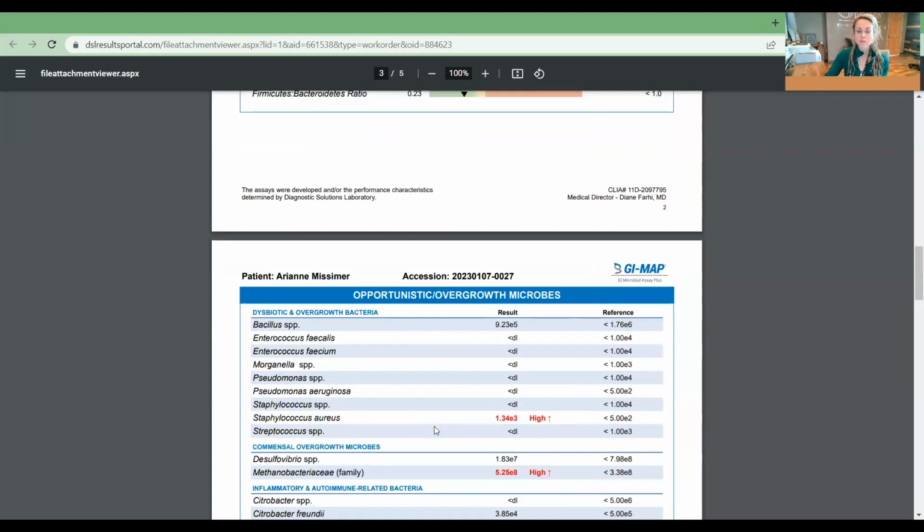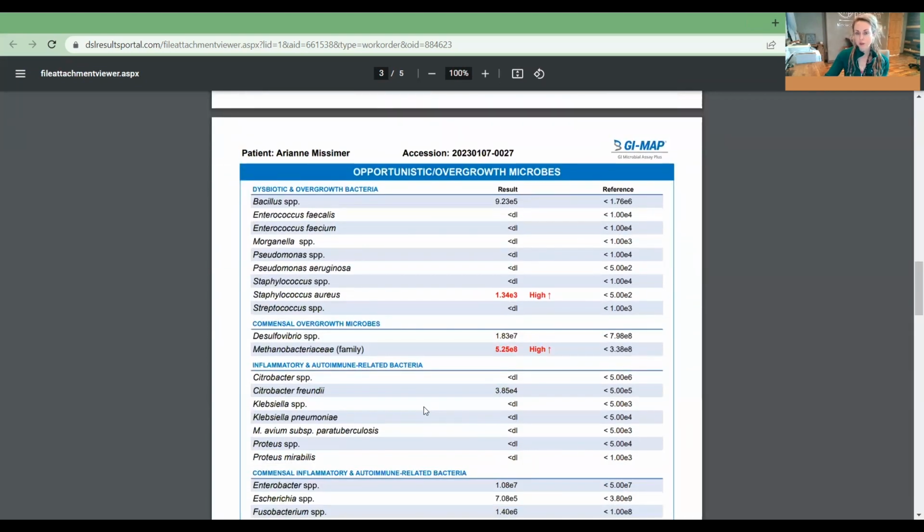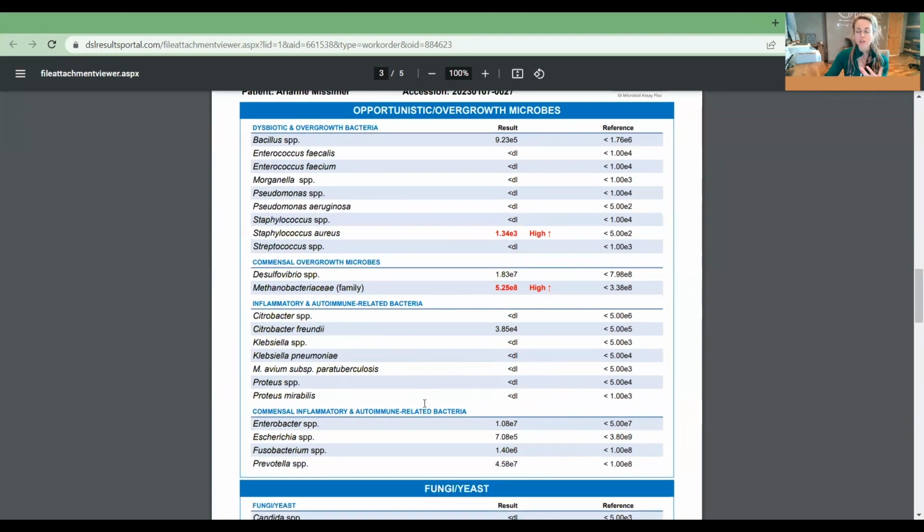Then as we move down, these are opportunistic or overgrowth microbes. So this is when we're starting to see the not-as-good bacteria. And once again, here we don't want to see these elevated.